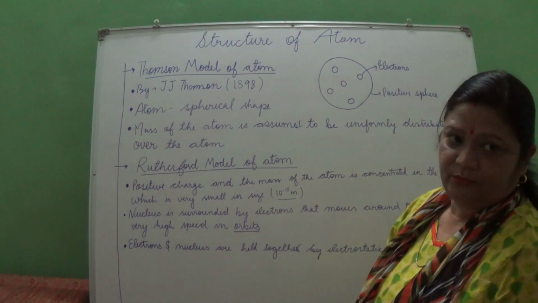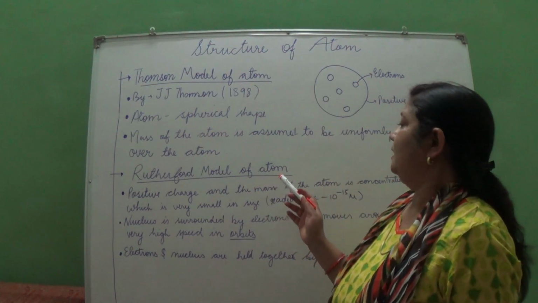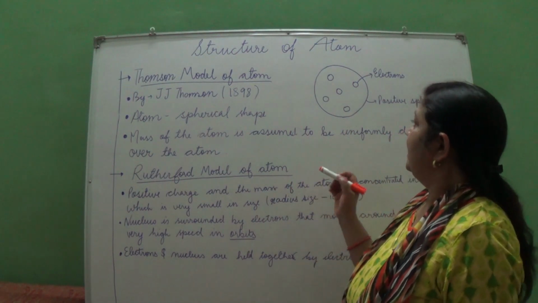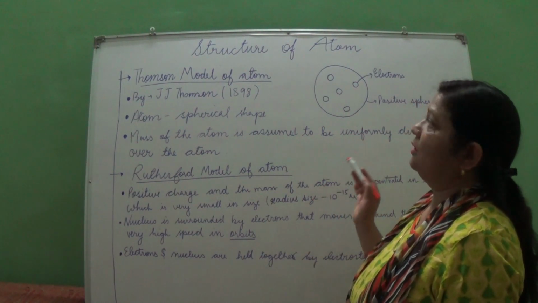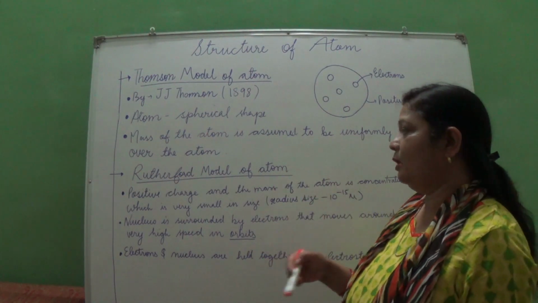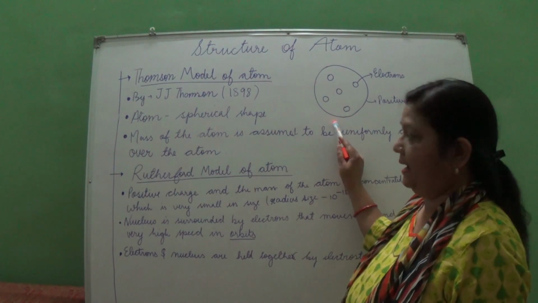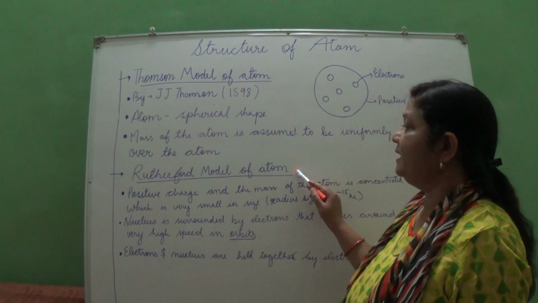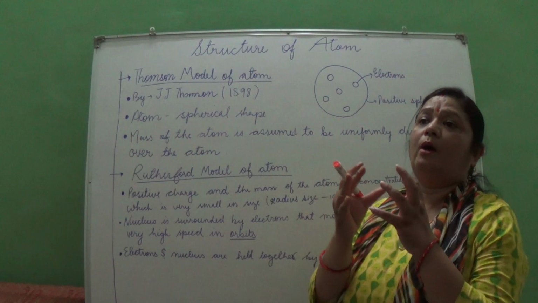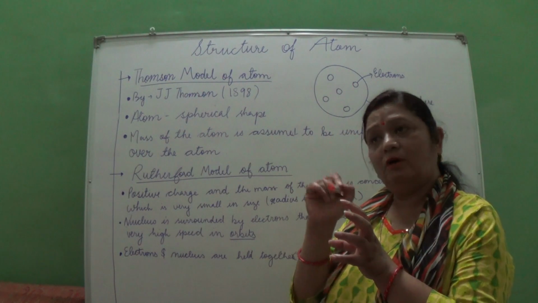Then came Rutherford. After J.J. Thomson, Rutherford gave his model of atom. He said that Thomson's model of atom is not an appropriate explanation of the structure of atom, because he had done an experiment, and according to his experiment, this model was not explaining the structure of atom. So he conducted an experiment, and he saw in that the positive charge is present only in a small space, and the electrons are revolving around it.